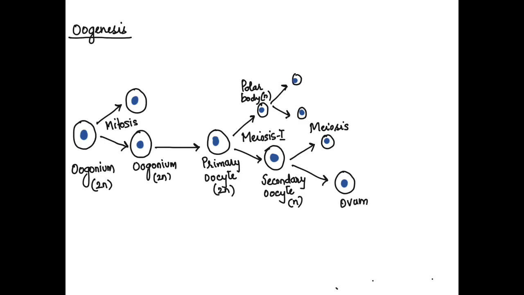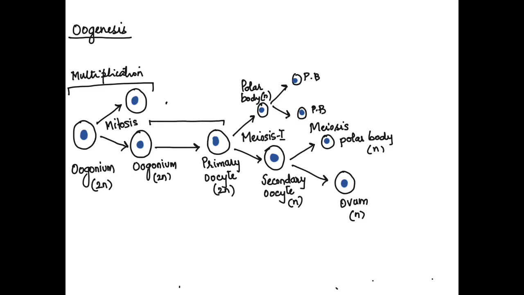The one with a larger cytoplasm is the ovum, and the other one with lesser cytoplasm is the second polar body. The first polar body may also undergo division, giving rise to 2 more polar bodies, thus having 3 polar bodies and 1 ovum.